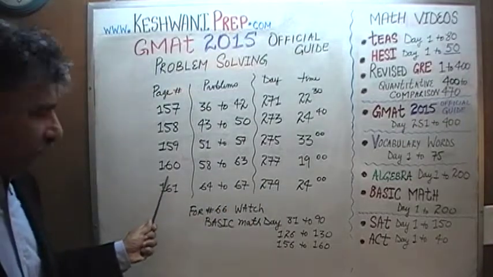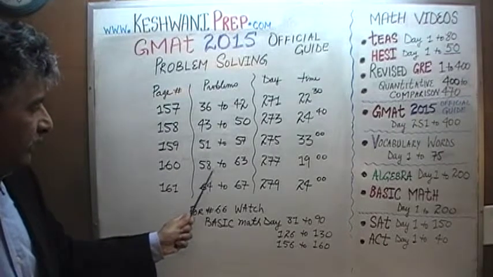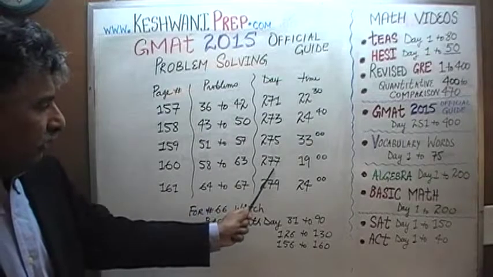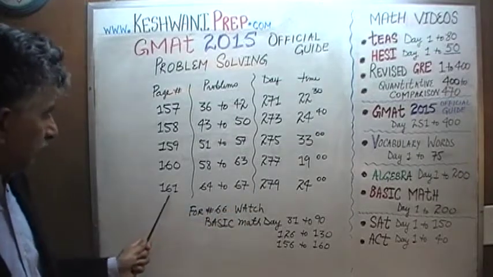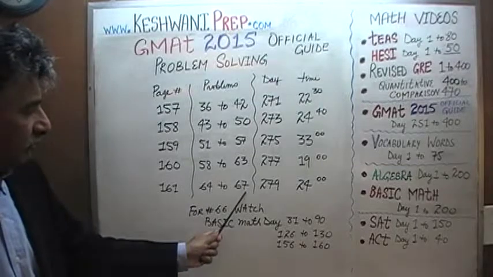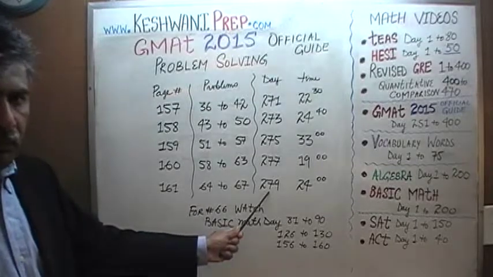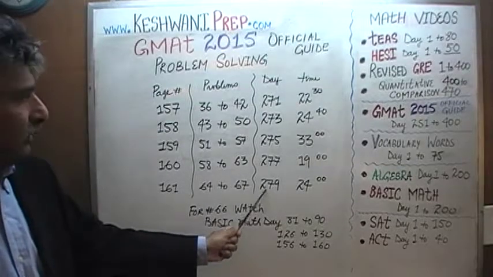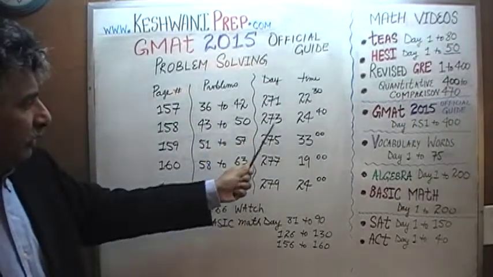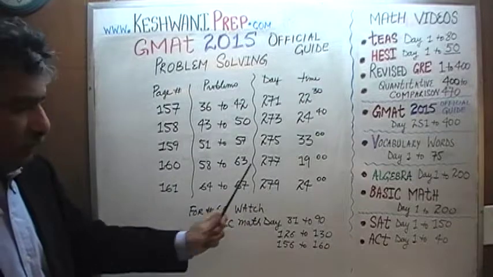On the next page, page 160, you will find problems 58 to 63. Problems 58 through 63 were all solved on day number 277. And finally, on page number 161, you will find problems 64 to 67, and those were solved on day number 279. All the problem solving questions are solved on the odd numbers: 271, 273, 275, 277, 279.